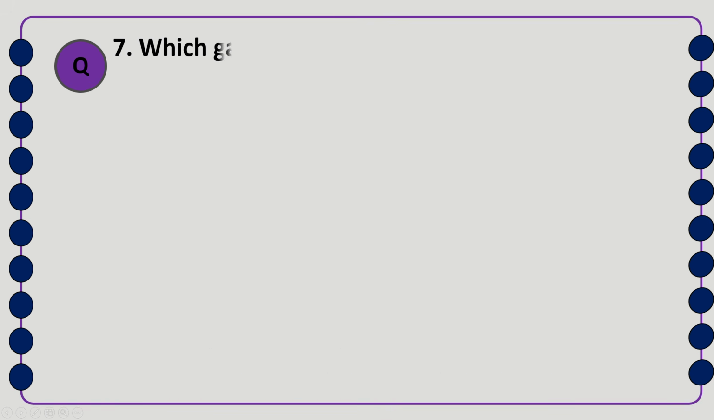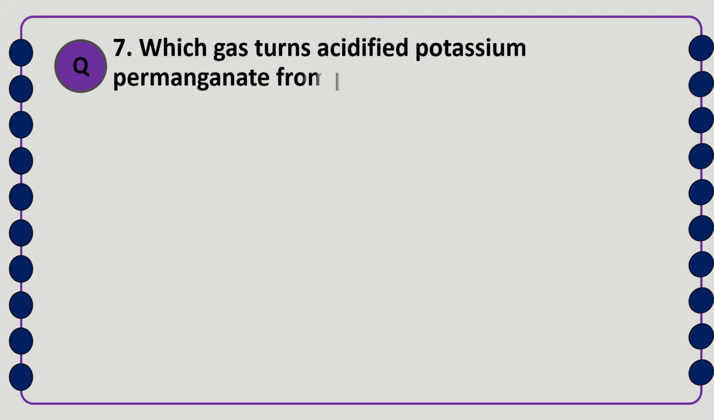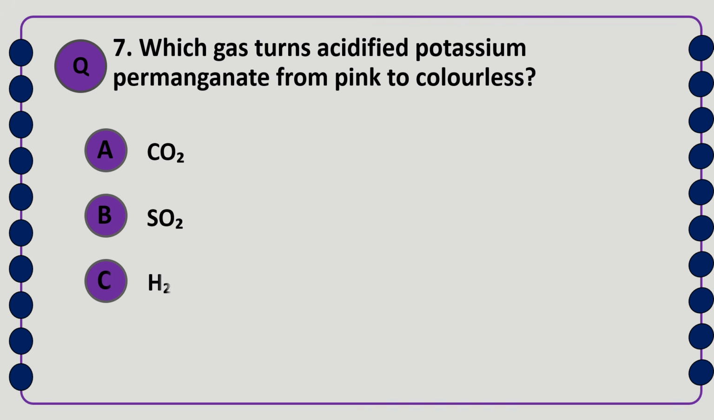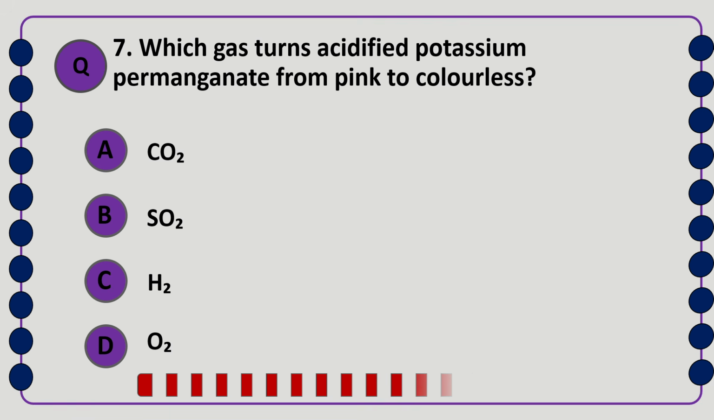Question number 7. Which gas turns acidified potassium permanganate from pink to colorless? Other than this, nothing is mentioned, students. Pink to colorless. Options are carbon dioxide, sulfur dioxide, hydrogen and oxygen. Two options are very weird.